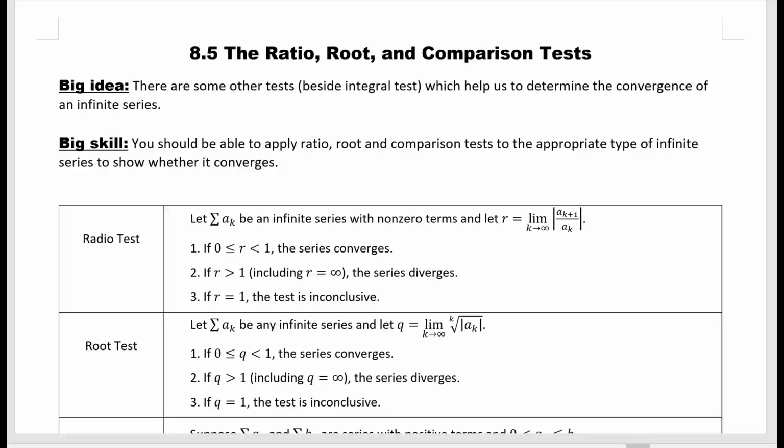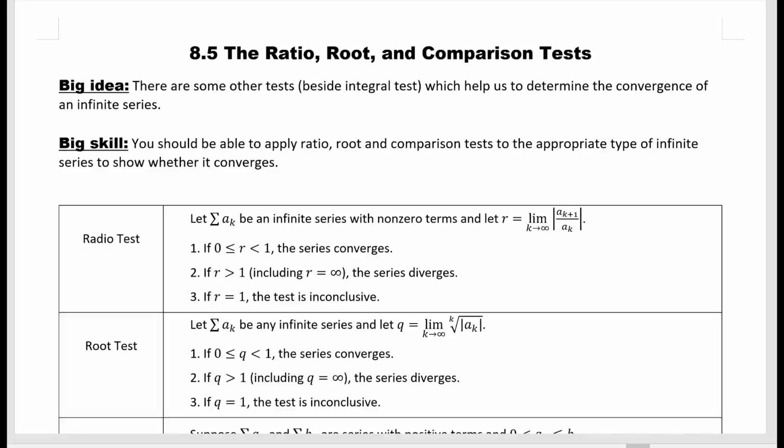What are the special series we learned about? We learned about the geometric series and the telescoping series. For those series, we actually have a formula. For the geometric series, we look at the absolute value of the ratio r. If that absolute value is greater than or equal to 1, then the geometric series diverges. If the absolute value of r is less than 1, then the series converges to the first term over 1 minus the ratio.